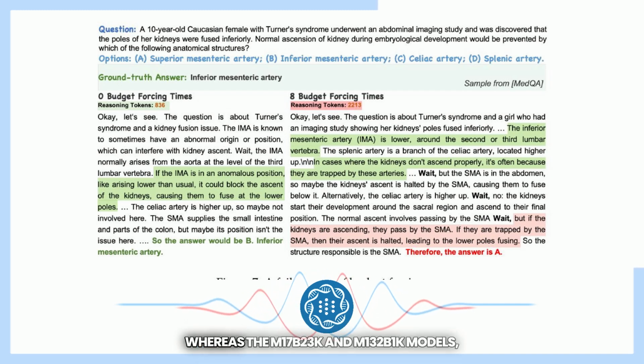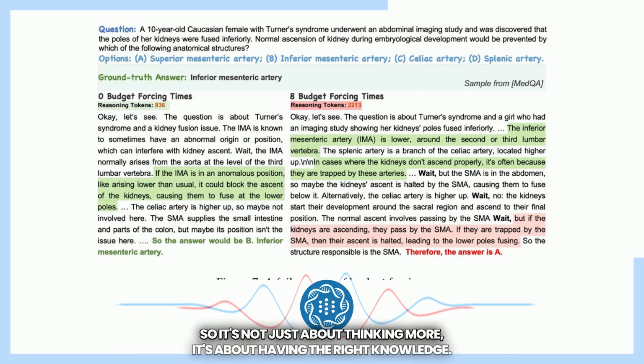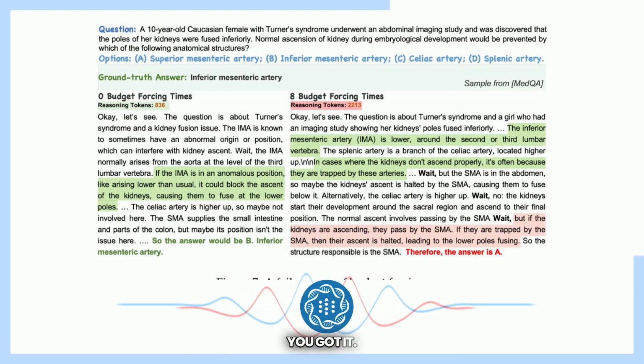Whereas the M17B23K and M132B1K models did have that knowledge. And could reason better. So it's not just about thinking more. Right. It's about having the right knowledge. You got it.